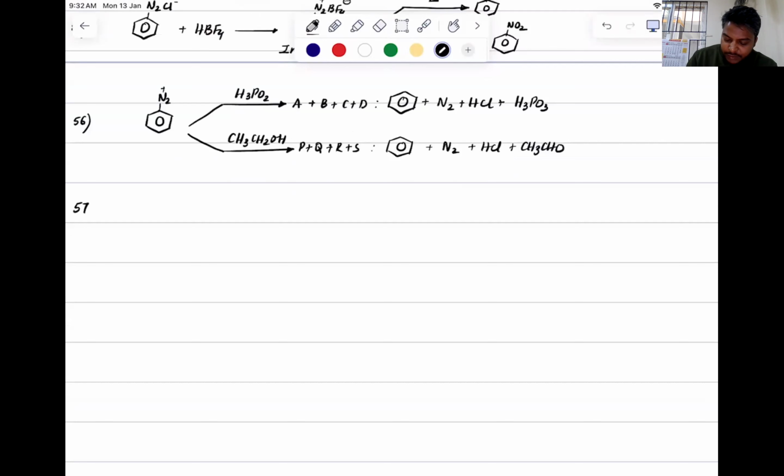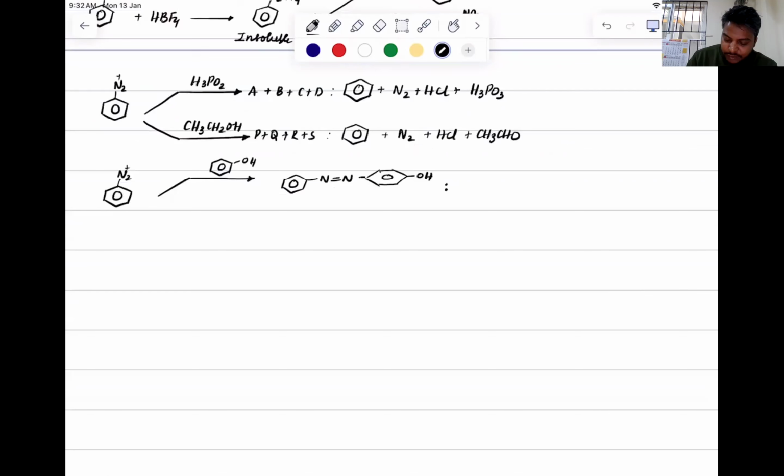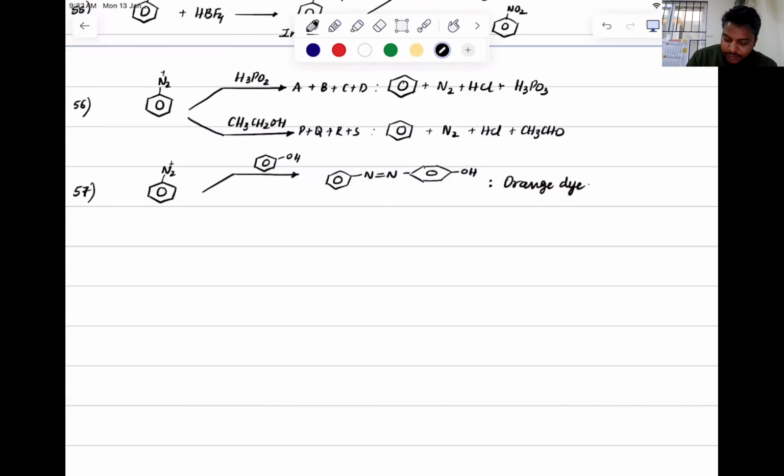Next is 7. In case you have a diazonium salt reacting with phenol, then we'll get a phenol diazonium product with N double bond N, which is connected to a benzene ring here with OH. Got it? Clear? So this is an orange dye. This is an orange color dye. Next. This is a coupling reaction.